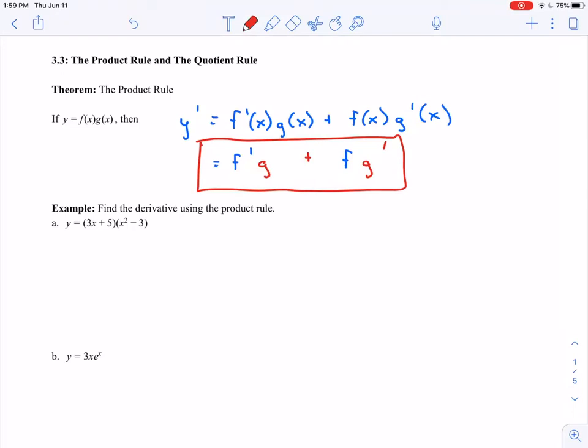If you're curious about where this comes from, there's a ton of videos out there that show proofs of this, but I don't want to get too bogged down in proofs in our class here. So we're just going to practice utilizing this product rule in this video. So for starters, I have part A here. I have y equals 3x plus 5 times x squared minus 3. So I could go and FOIL this out, and I may even show that I do end up getting the same answer here, but I want to practice using the product rule.